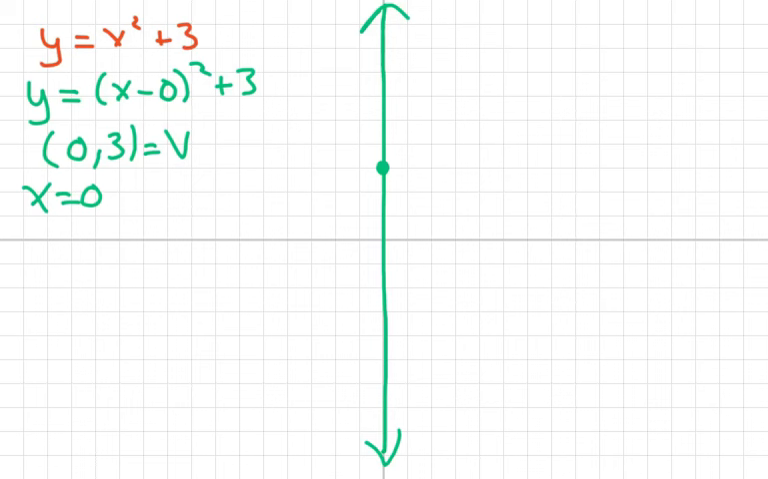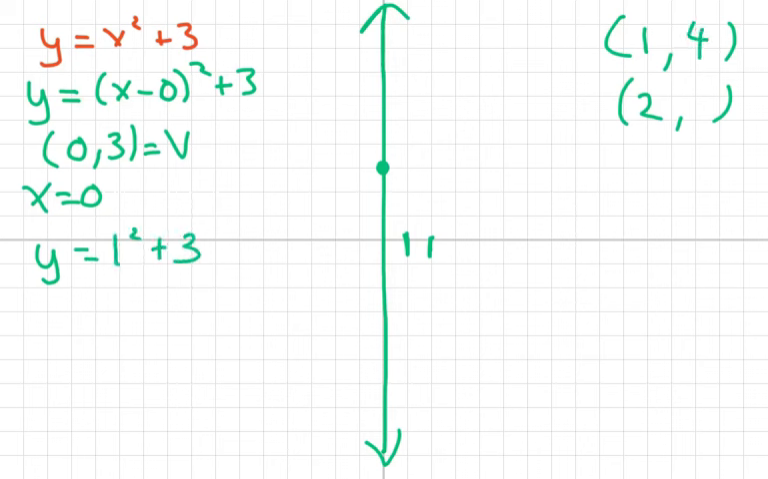So basically, maybe I'll just take these 2 points. I'm going to plug in 1 and 2. So when x is 1, what's y? When x is 2, what's y? And I just plug it in here. So when x is 1, I get 1 squared plus 3, and that just equals 4. So 1 goes to 4. That means, let me do this in purple.